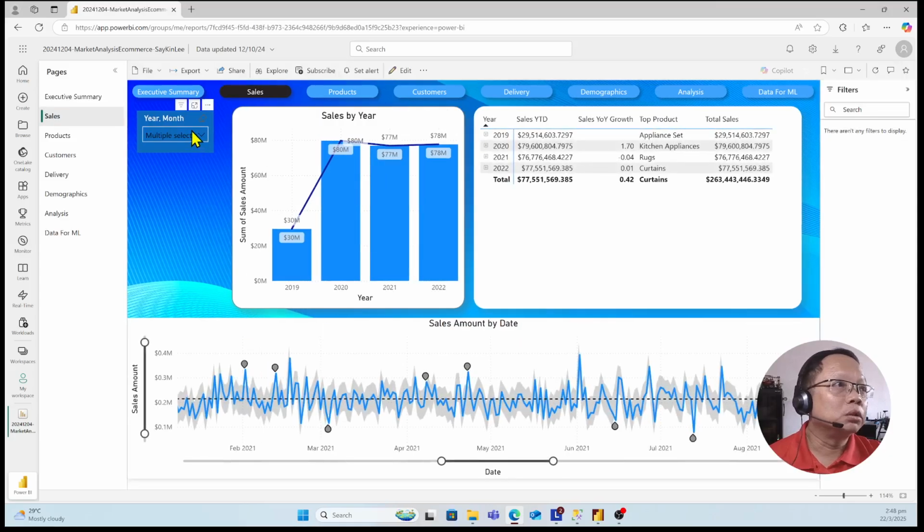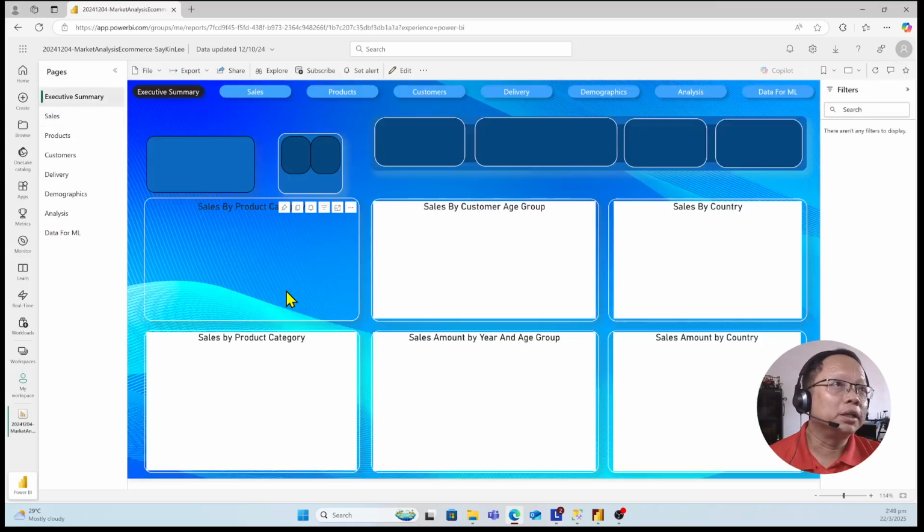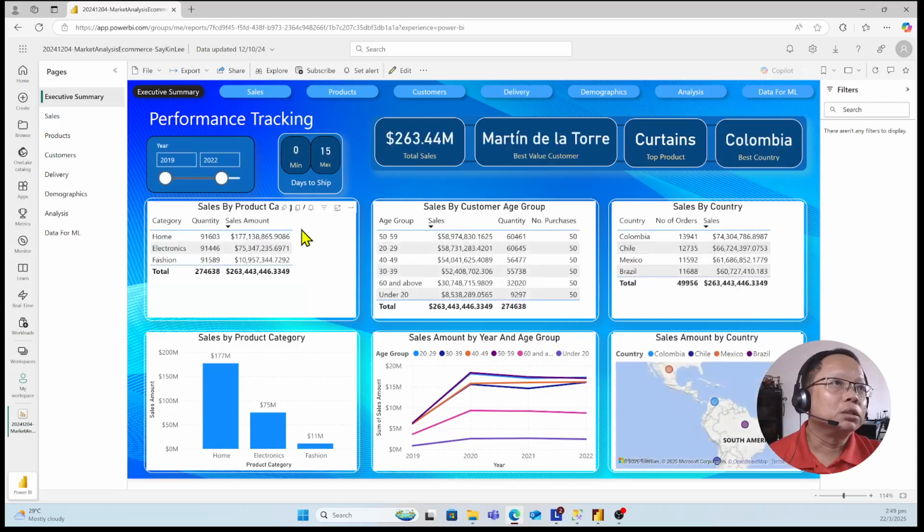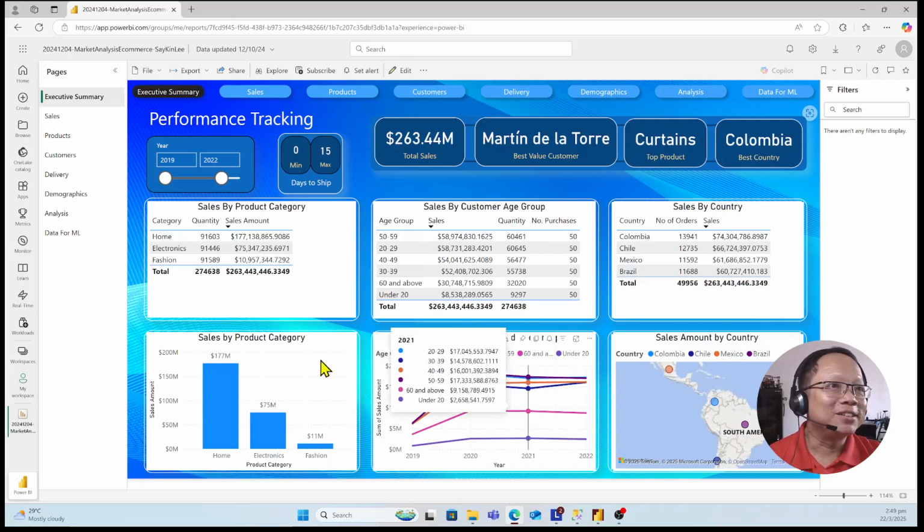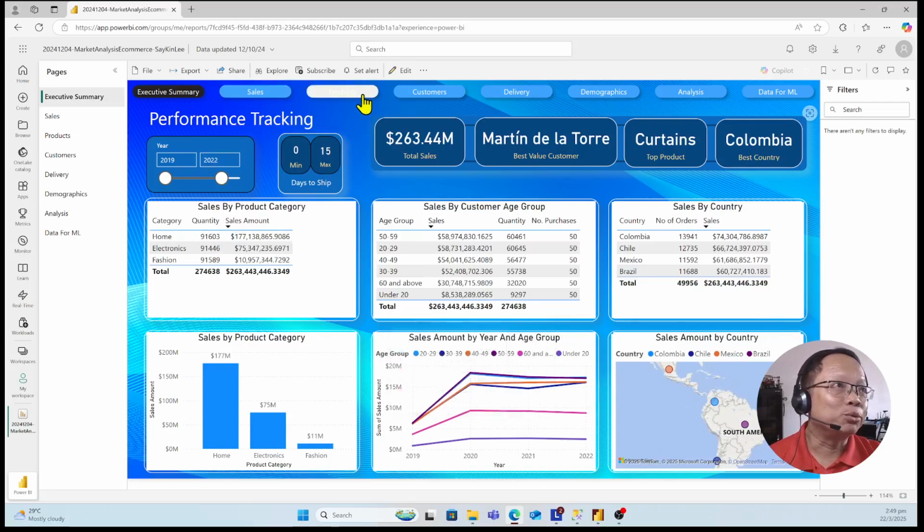Okay, ultimately we'll do something like this. So something similar, but not exactly. Okay, so we have sales, we have products, customers. I'm not sure we have delivery, but this is just an example. So this is the first page. That's the executive summary, and this provides brief, important, and critical information, especially to the key stakeholder.